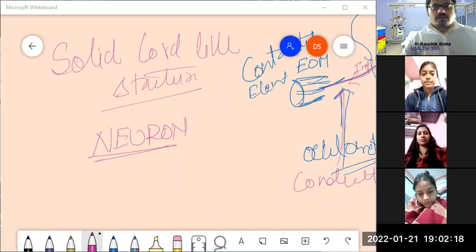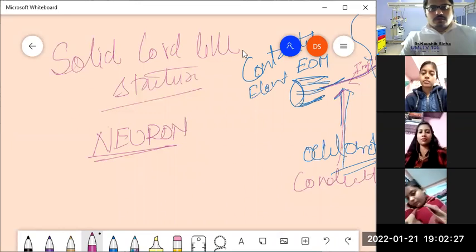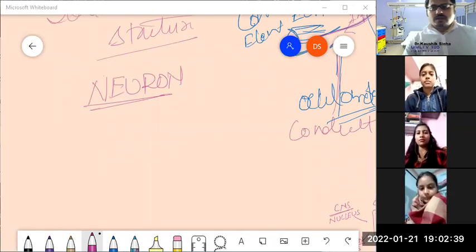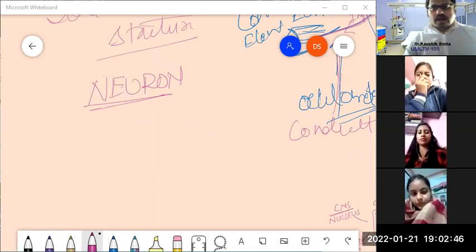Okay, let's go back. So, how are the neurons organized in a nerve? That is what my topic is as of now. The neurons, as I said, are the cord-like structures. Right. Now, let me draw that diagram directly.